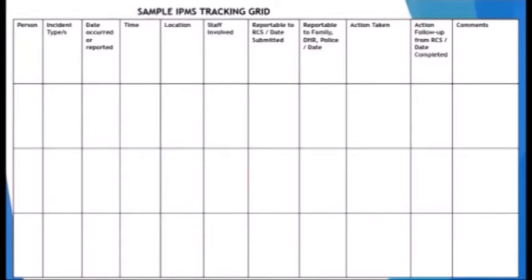Again, another simple example of an incident tracking form. Main things to keep in mind are issues like what, when, where, who, and how the agency will respond. But again, this is just a simple incident tracking form that should assist your agency in keeping up with incidents.